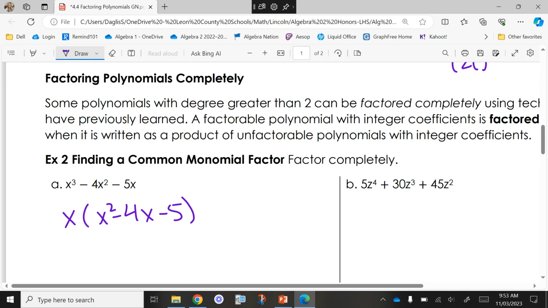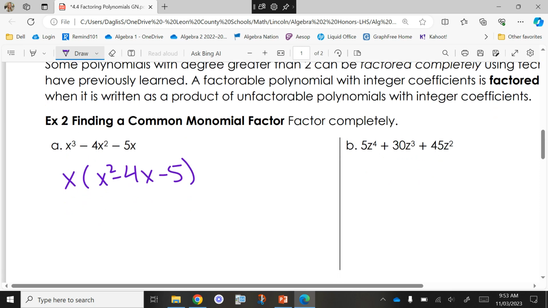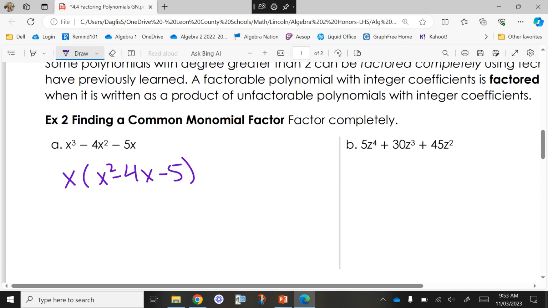So x is a factor. x squared minus 4x minus 5 is a factor. Okay. Am I done factoring? No, we can factor what's in my parentheses right now. Now I can think to myself, okay, what multiplies to give me negative 5 but adds to give me negative 4?